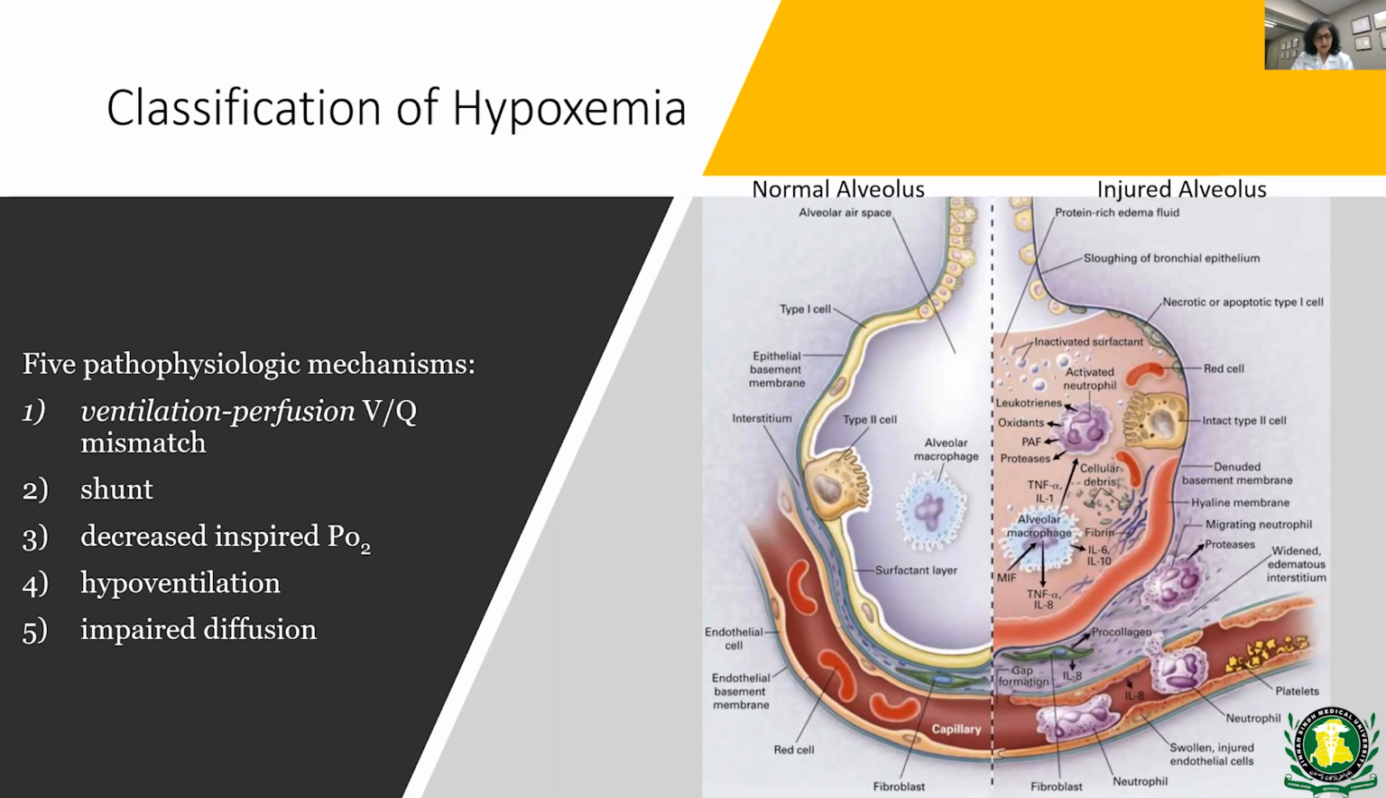Impaired diffusion by itself is not an important cause of acute hypoxemia, in that oxygen transfer across the alveolar capillary membrane to the red cells is usually perfusion limited and not diffusion limited. So in summary, most patients in the intensive care unit with acute hypoxemic respiratory failure have some combination of VQ mismatch and shunt.